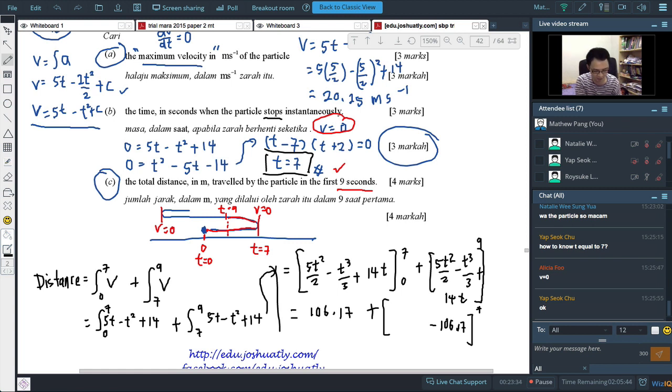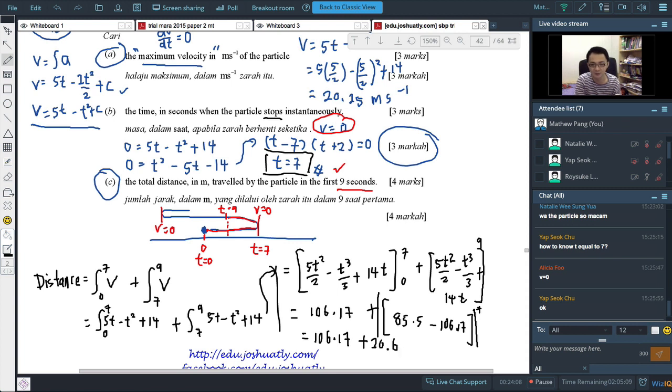Yeah, this is 85.5. From here, you have to understand this one cannot be negative. Negative means you have to add the modulus by yourself, because this term must always be positive. So this is 106.17. This 85.5 minus 106.17, you should get positive 20.67. Then you just add both of them, and you can get the final answer.